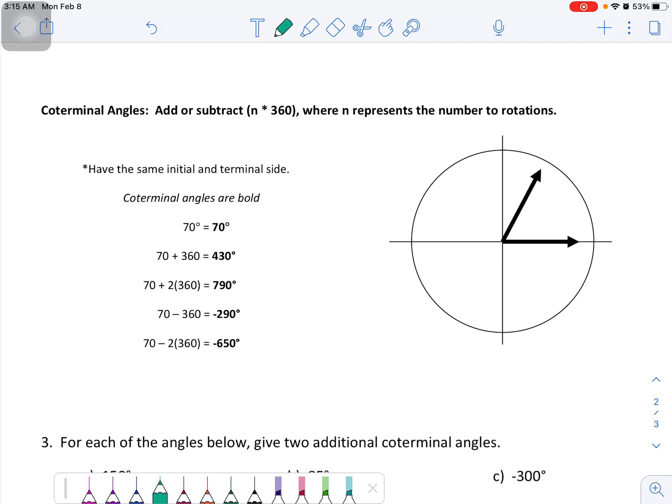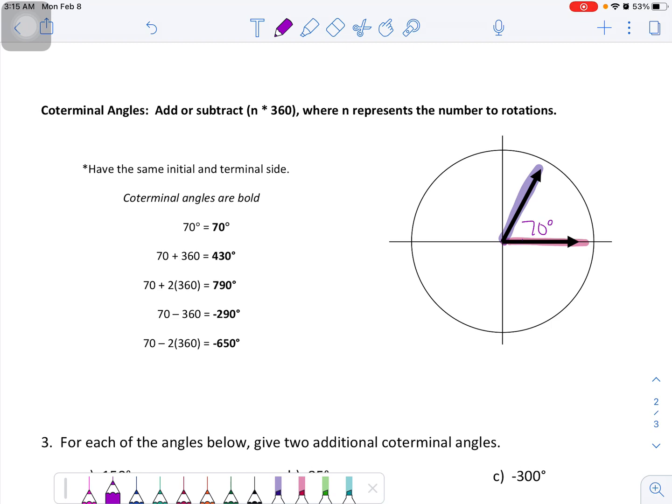So on the second page of the note sheet, I want to talk specifically about coterminal angles. And the coterminal angles we're going to talk about for this note sheet are simply in degree form. So how do you find other coterminal angles and what does it mean? Well, first thing is, what does it mean to be coterminal? If you have an angle that starts and ends in the same location, they are considered coterminal to each other.